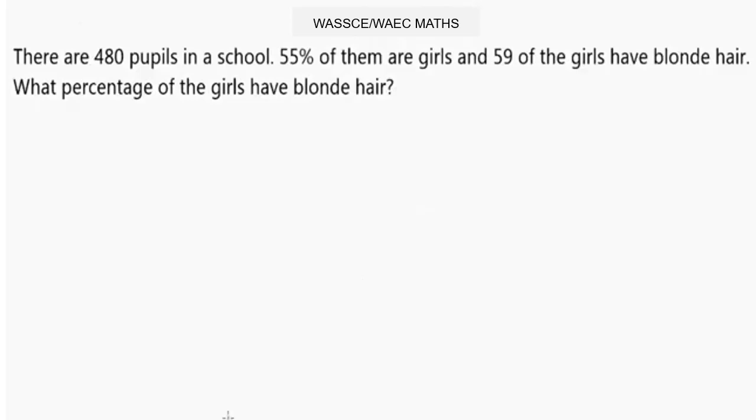Okay guys, now let's look at this question. A very interesting question. It says there are 480 pupils in a school. 55% of them are girls and 59 of the girls have blonde hair. What percentage of the girls have blonde hair? For this kind of problem, firstly, we need to get the number of girls out of these 480 pupils we have.